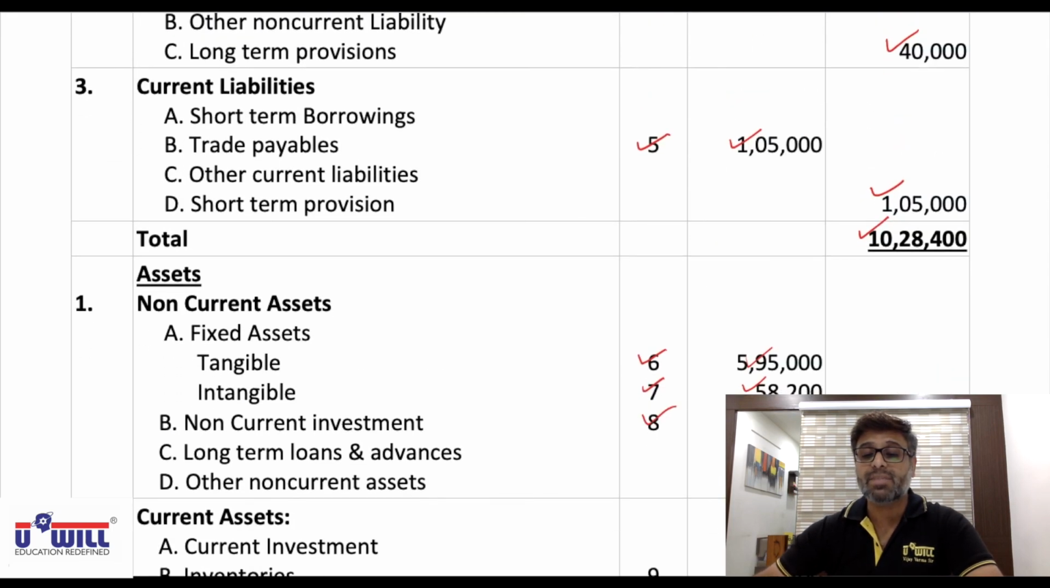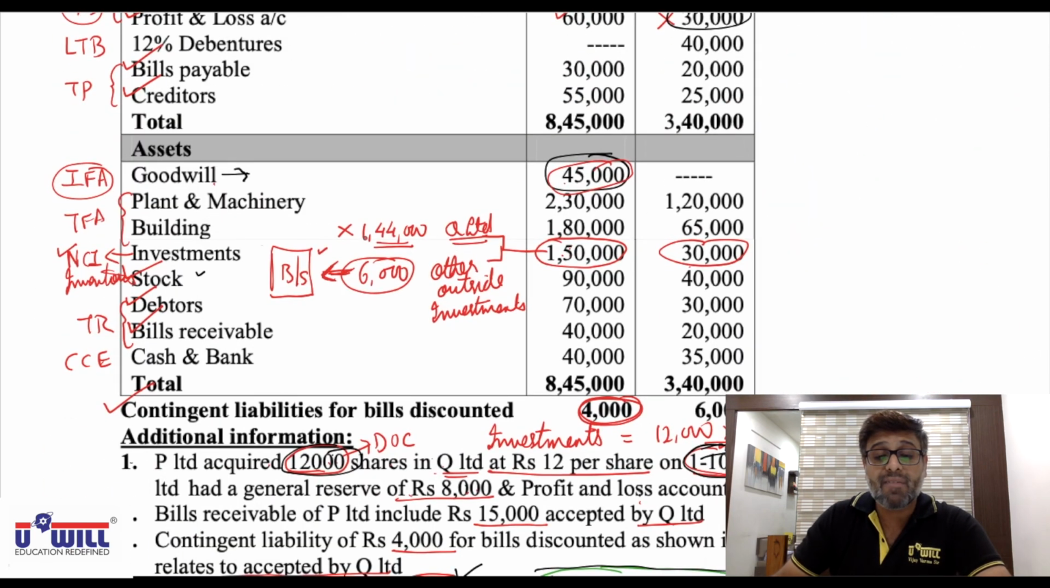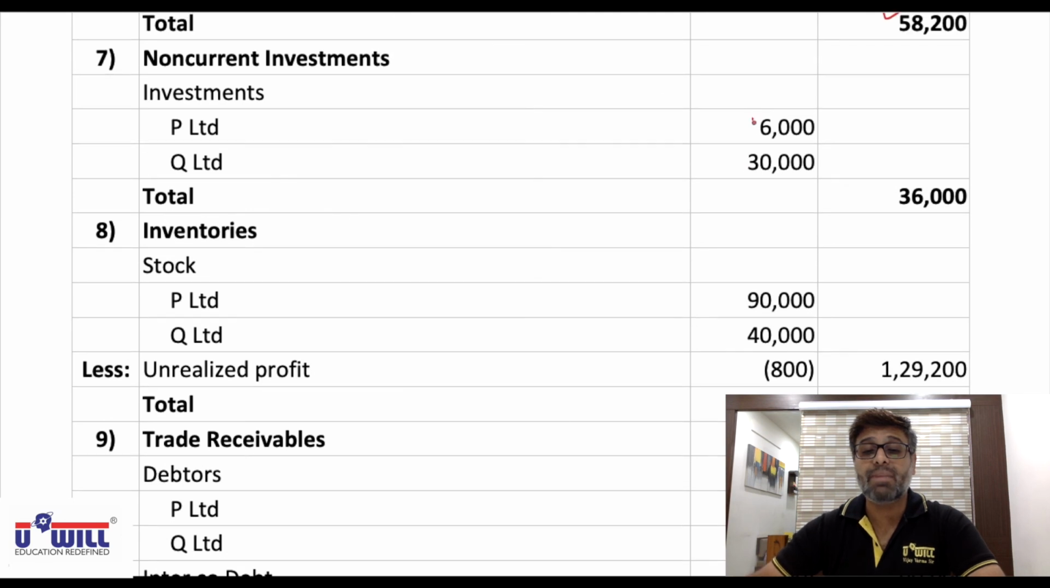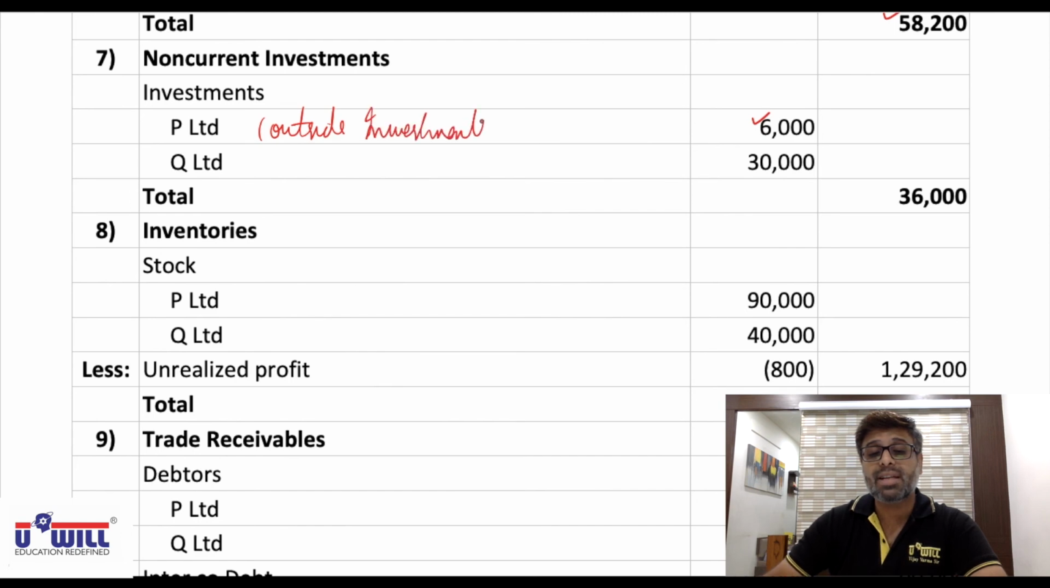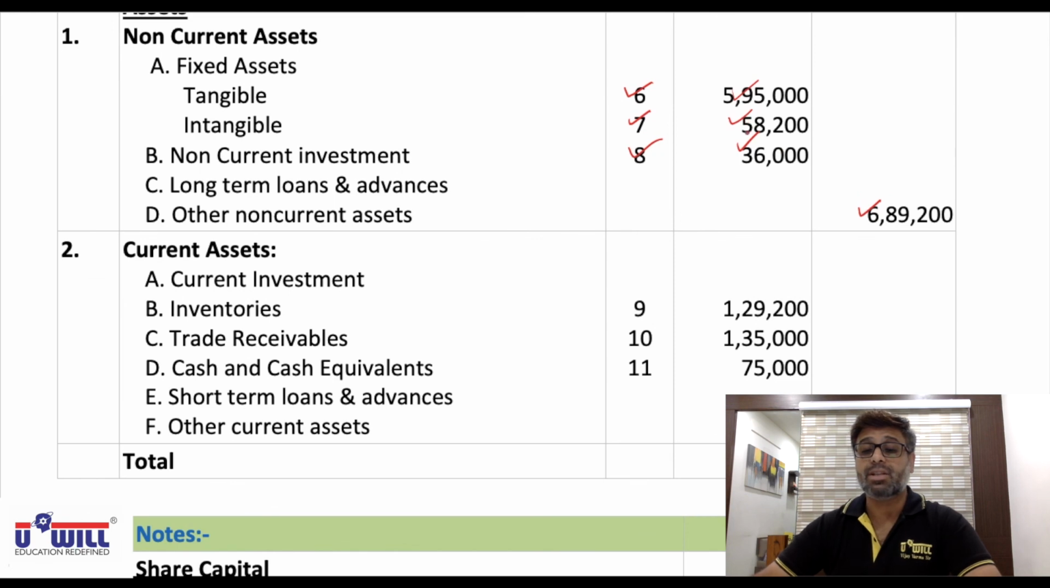And then non-current investments are also important. Here I told you that the entire investments don't get cancelled. Only 1,44,000 in Q Limited gets cancelled. So what will come in the balance sheet? This 6,000 of outside investments plus this 30,000 of Q Limited investments, 36,000. Okay, 6,000 of P Limited's outside investments. Don't write in brackets, I'm telling you just for understanding. Outside investments, and Q Limited 30,000, so total 36,000. Total of non-current assets: 5,95,000 plus 58,200 plus 36,000, 6,89,200.